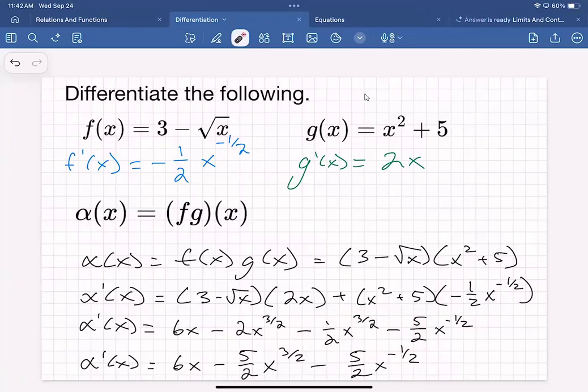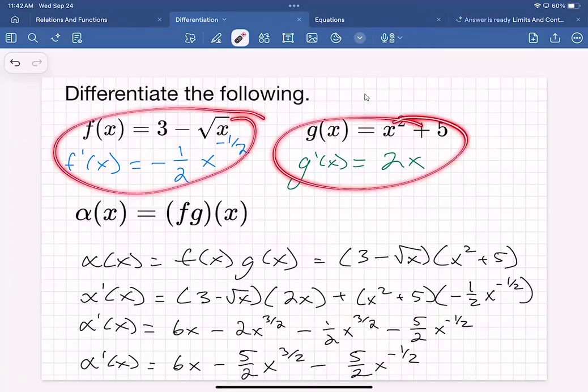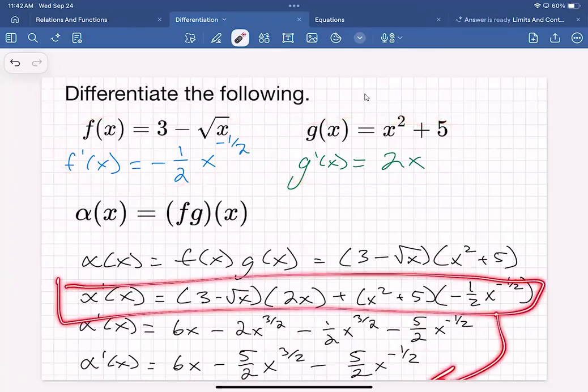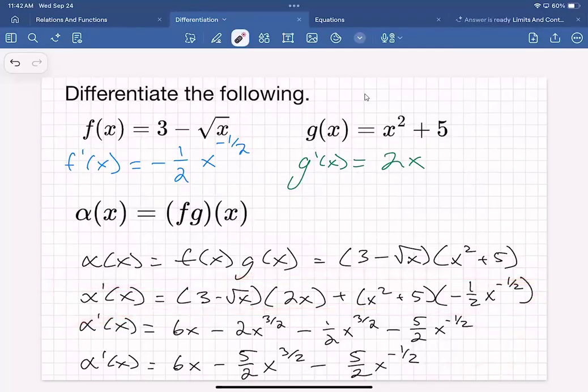Now, what I hope you see here, this is about making sure we know how to get the derivative of an individual function. And then we need to know the product rule and how to put those together to get a new derivative. Okay? So definitely needs a product rule.